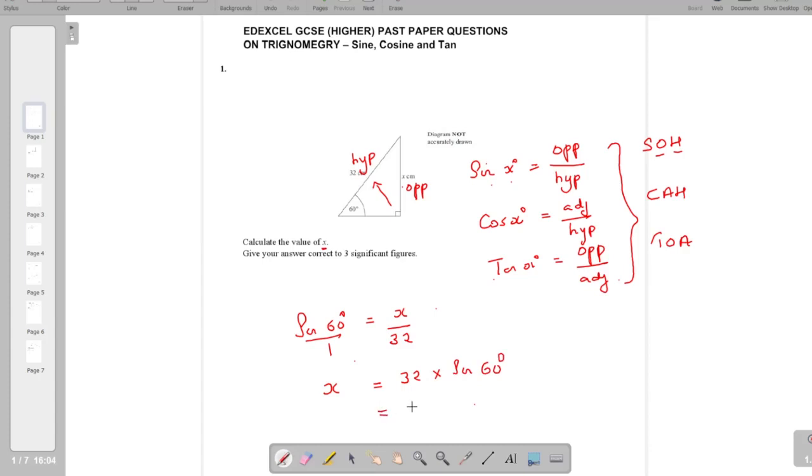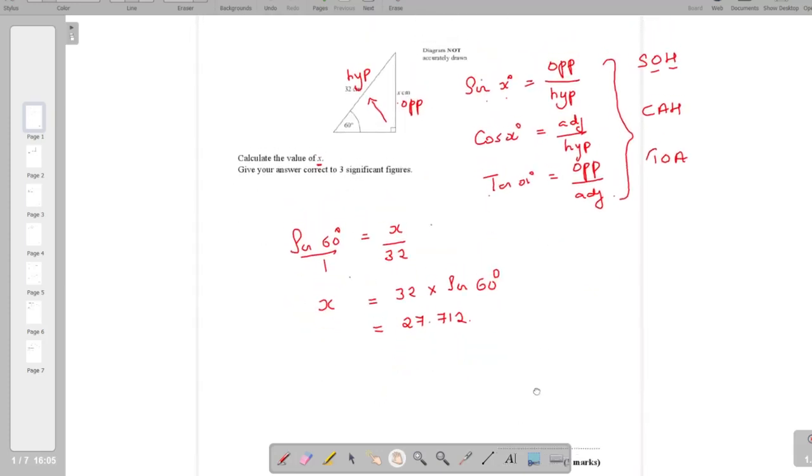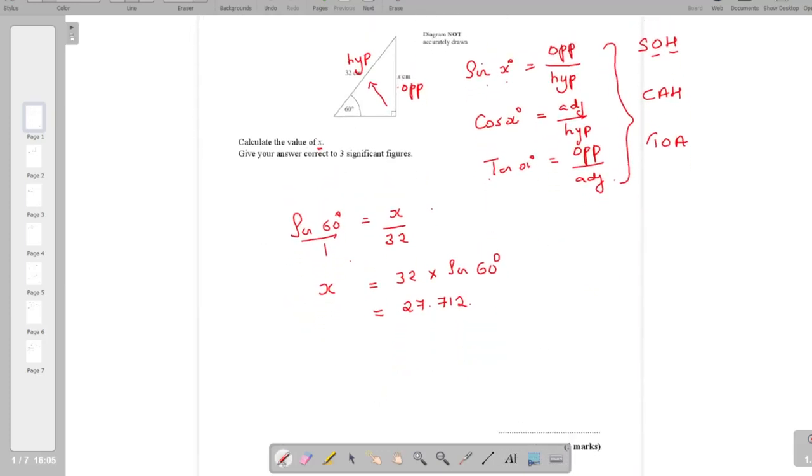That gives us 27.712. We want to give it in 3 significant figures. So the answer would be 27.7 centimeters. That's question 1. Let's look at question 2.